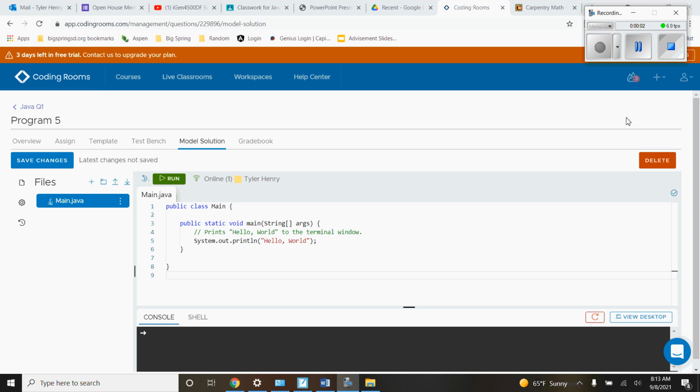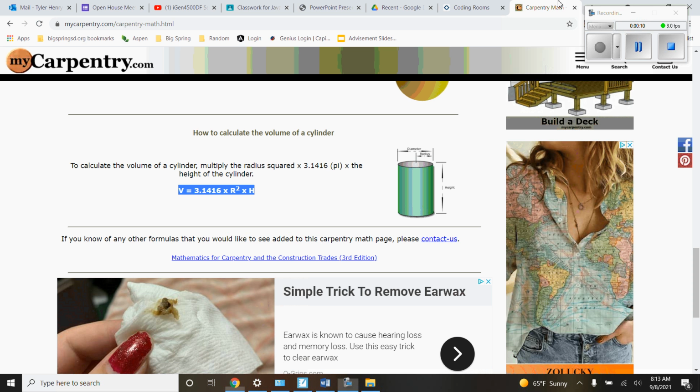All right, so here's an example program. Now I don't want to give you the exact program you're going to write, so I'm not going to use the Pythagorean theorem in this. What I do want to use is this formula for the volume of a cylinder, because it has a squared in it, so it's somewhat similar. So it's pi times r squared times h.